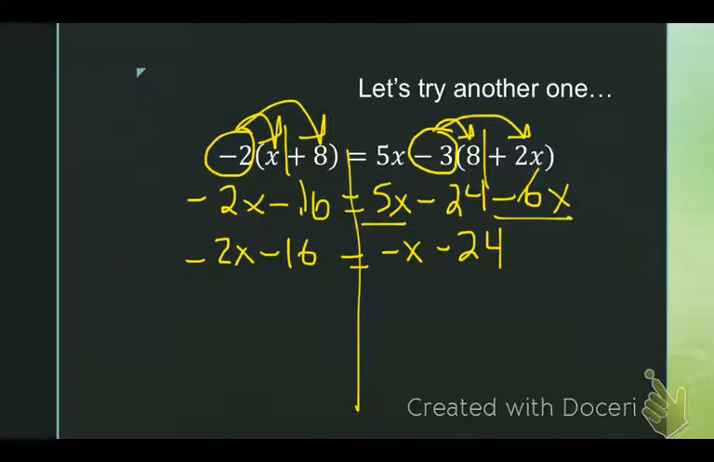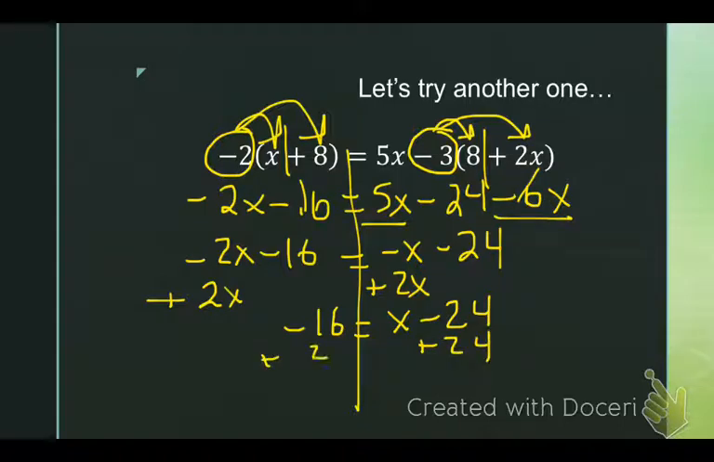Okay, so I'm going to move the 2x over because then that will give me a positive x. So plus 2x. -16 equals x. -x plus 2x is x, minus 24. Add 24 to both sides. -16 plus 24, I can think of that as 24 minus 16, doesn't really matter. It gives me 8 equals x.